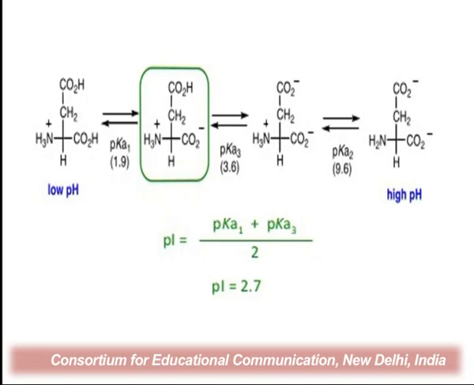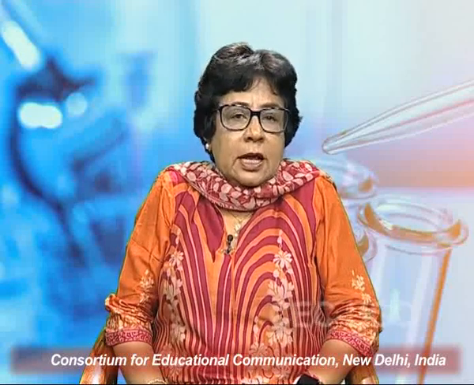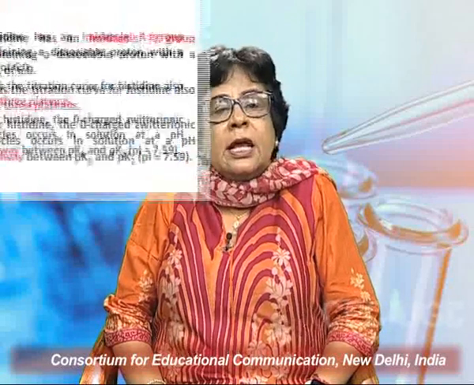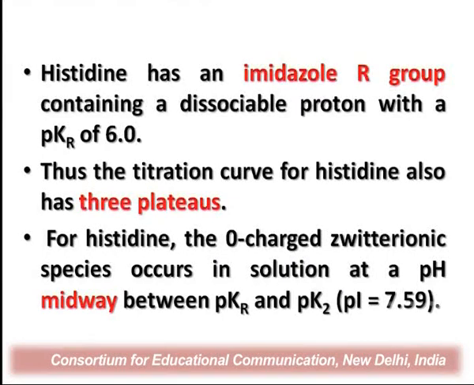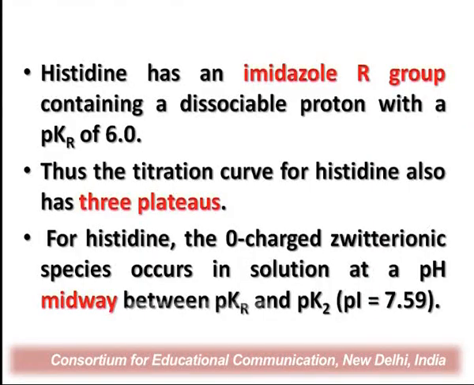Now, supposing we have to discuss the graph of a basic amino acid, and as an example I take histidine as a basic amino acid. We know that histidine has an alpha amino group, an alpha carboxylic group, and along with that it has an imidazole ring which has a proton which will dissociate at a pH of 6.0, which we call the pKr. So again for histidine we will have a graph which will have 3 plateaus in it, and the pH at which the species will exist as a zwitterion is pH 7.59, which is also known as the pI of that particular amino acid.